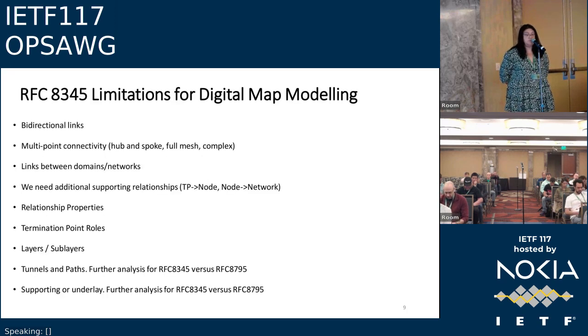The following are the limitations for digital map modeling that we found. The IETF network topology model only has unidirectional links and does not support bidirectional. It only supports point-to-point connectivity, not multi-point connectivity. It doesn't allow links between different networks. It allows only links inside the network. There are some supporting relationships that are not allowed, like what we needed during our analysis and prototyping: TP to node supporting and node to network. We think we need to add semantics to some supporting relationships to specify the context. Also, termination point roles are missing. For layers and sublayers, there's further analysis on whether they could be modeled through network types. We have to look at tunnels, paths and underlay, because RFC 8795 defines those additionally to 8345. So we need further analysis to see which approach should be used. Next, please.